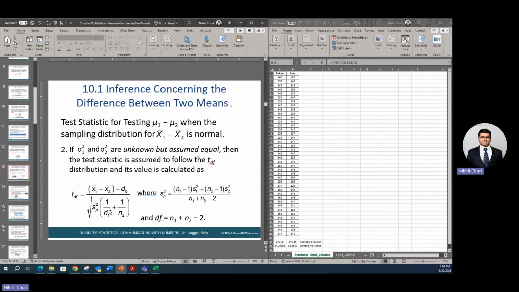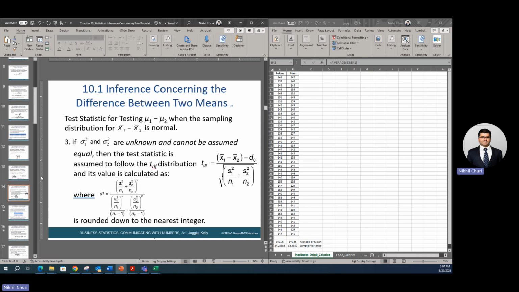Yeah, so just plug in that number, you know n1, you know n2, and here, the same formula is sp square. And degrees of freedom df is n1 plus n2 minus 2. And similarly, the third one, that is the population variance for data 1 and population variance for data 2 are unknown and cannot be assumed equal.